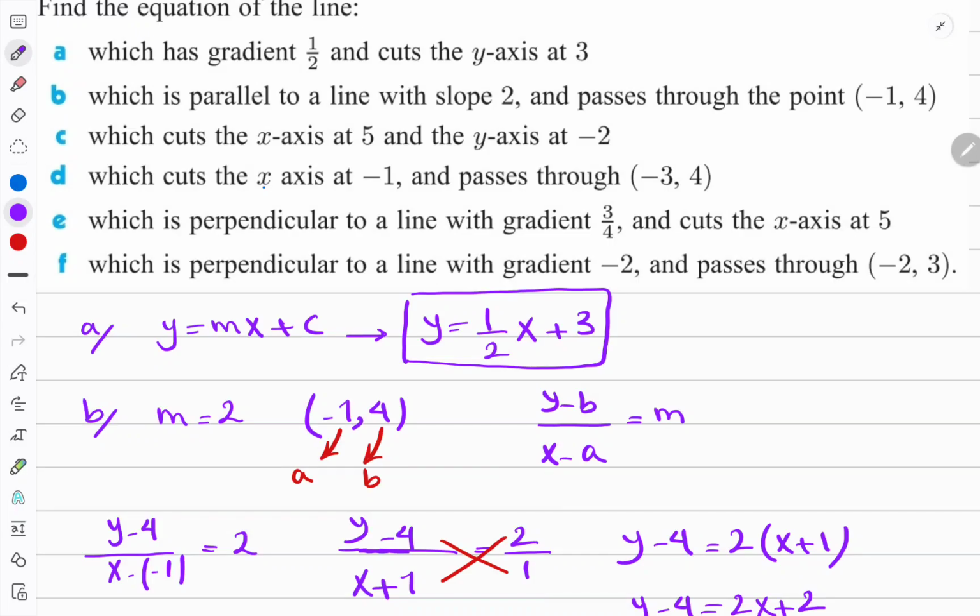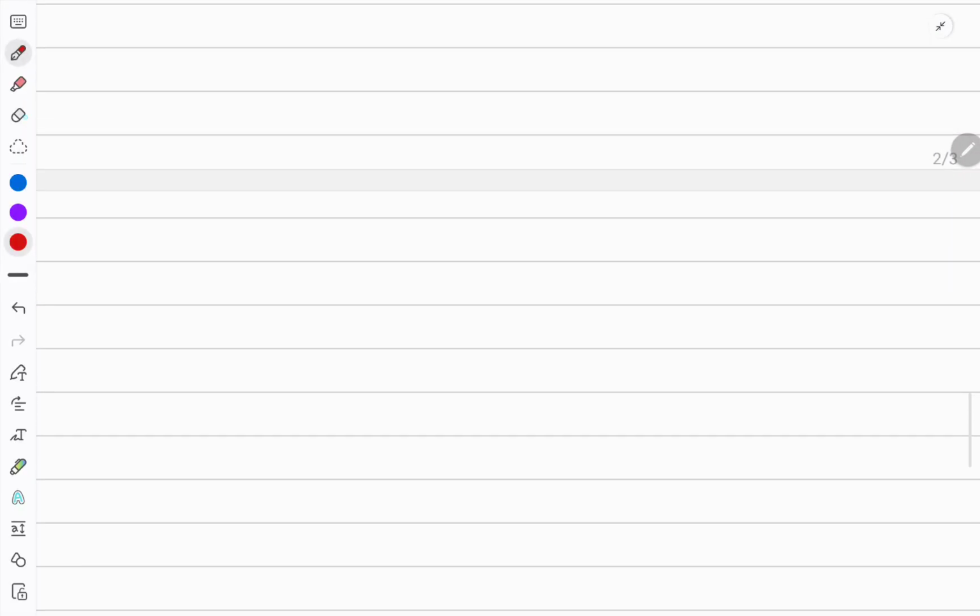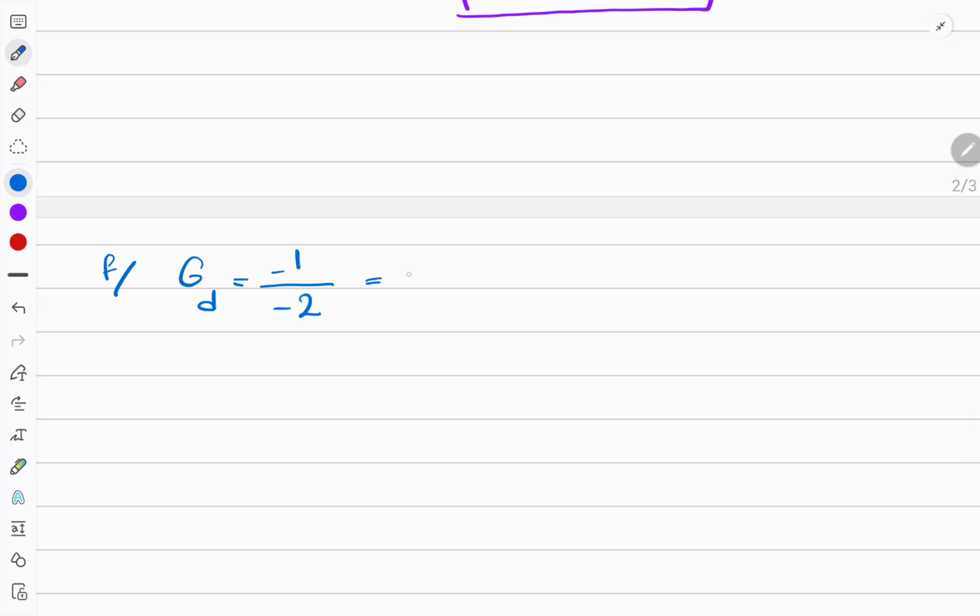Last but not least, we are going to find the equation of the line which is perpendicular to line with gradient -2 and passes through -2 and 3. So because we are talking about perpendicular lines, we should find the negative reciprocal of -2. Okay. So for part F, the gradient of line is negative reciprocal of -2, if I'm not mistaken. Okay, so 1/2 is the gradient.